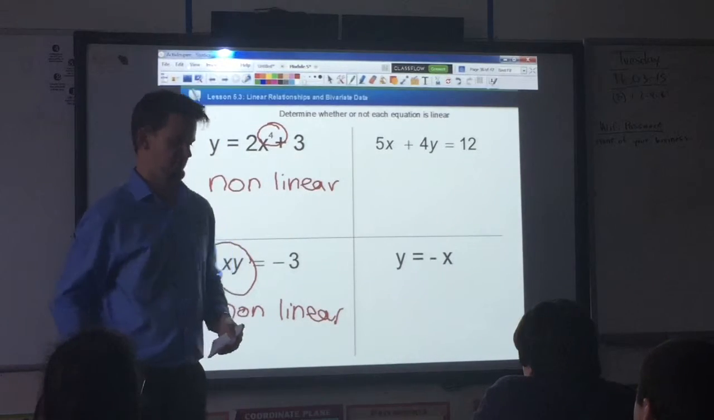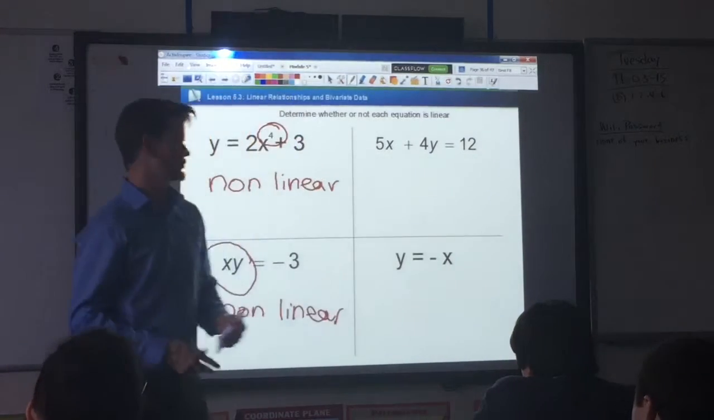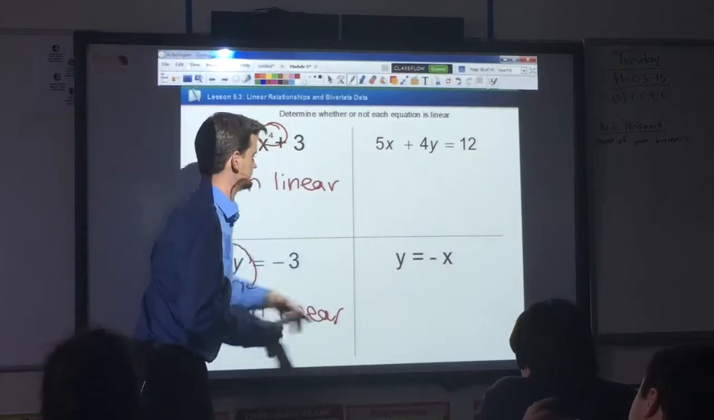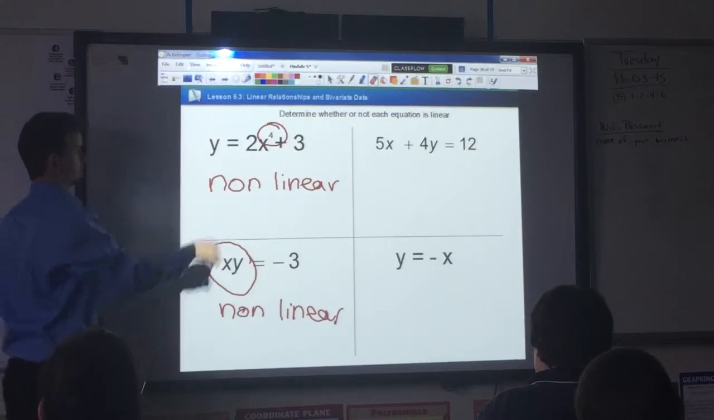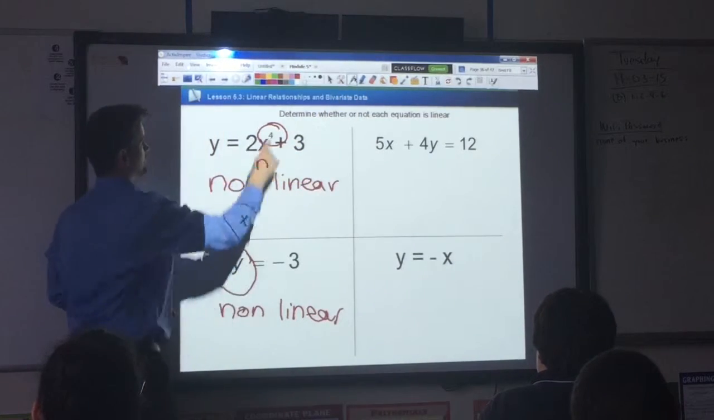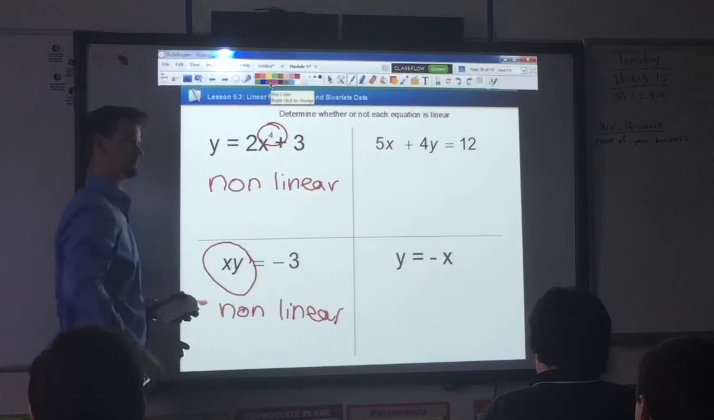I have more. I have a bunch more tickets. Okay. Let's go to this one. Y equals negative x. Is that a linear equation? Yes or no?